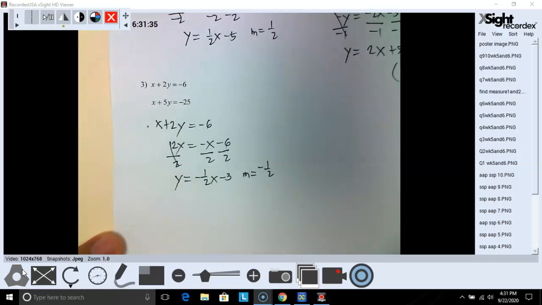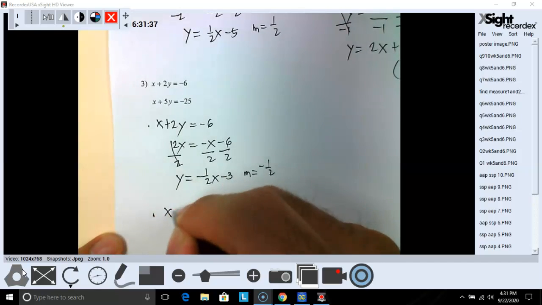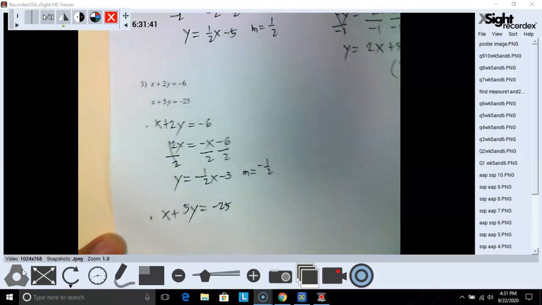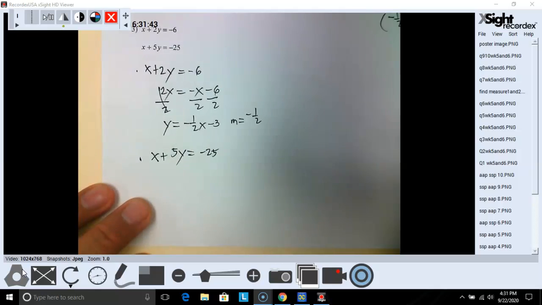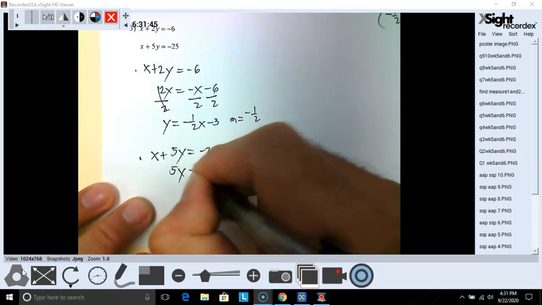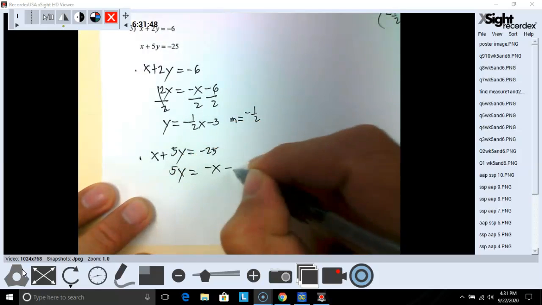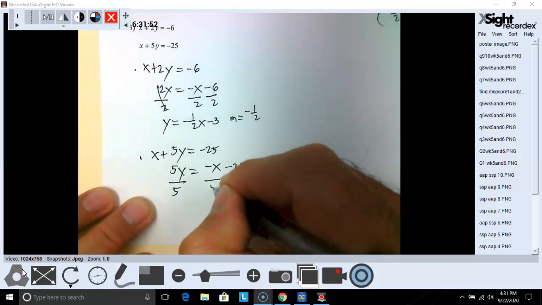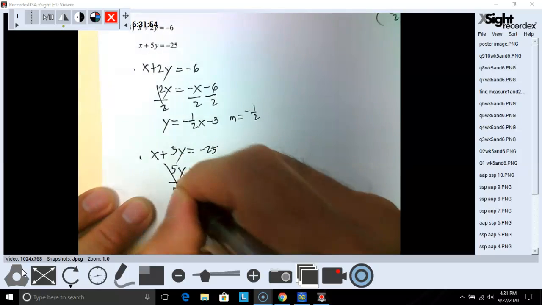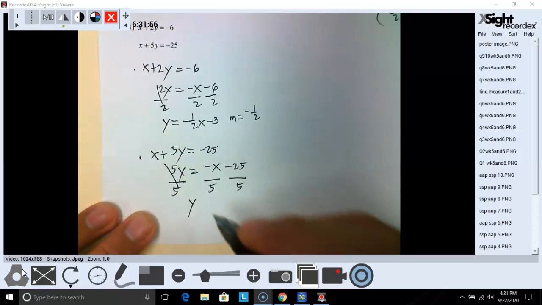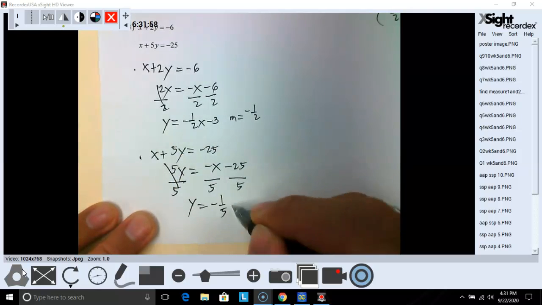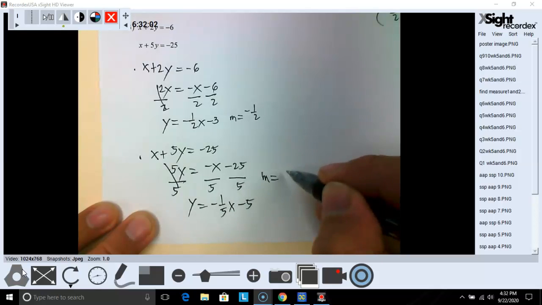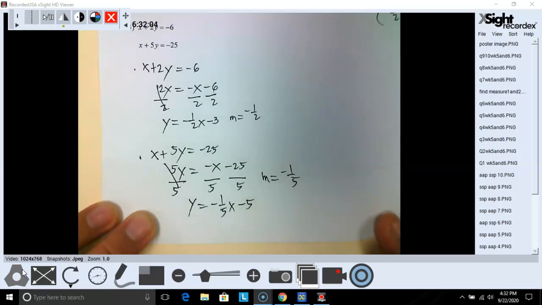What about the other equation? X plus 5y is equal to negative 25. Isolate the y on the left. Divide by 5, divide by 5. Therefore, our equation would be y equals negative 1/5 x minus 5. Our slope here is negative 1/5.